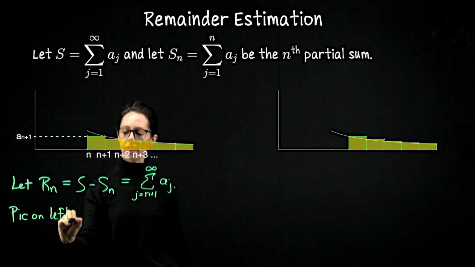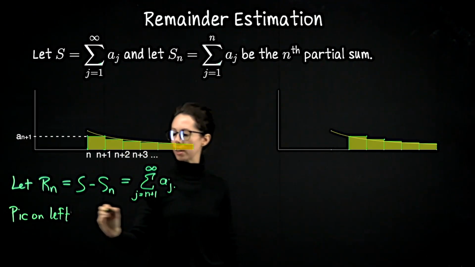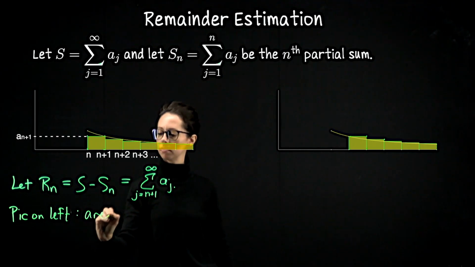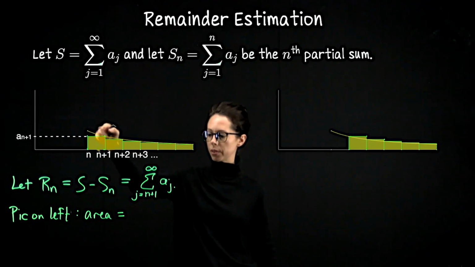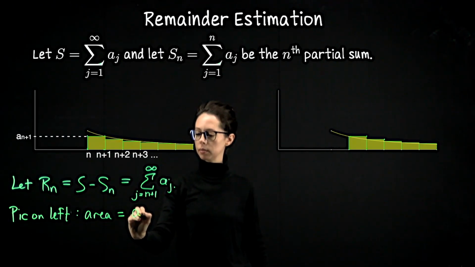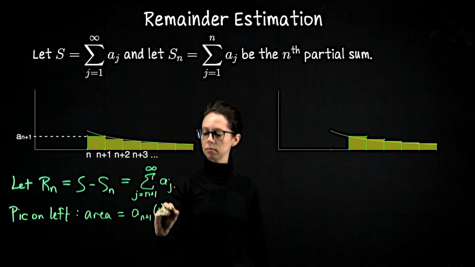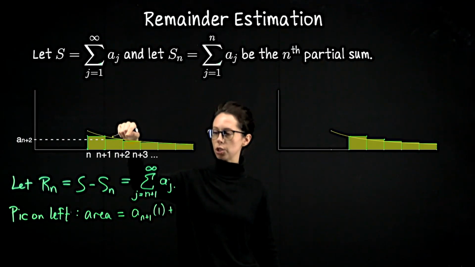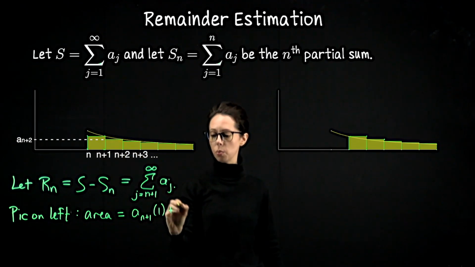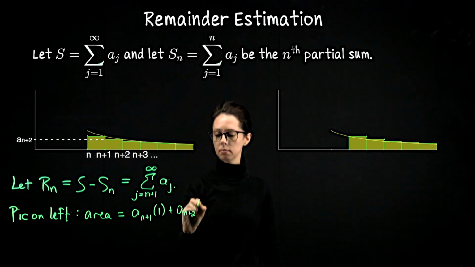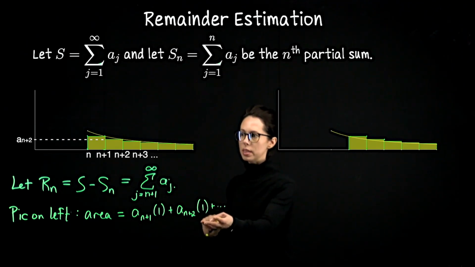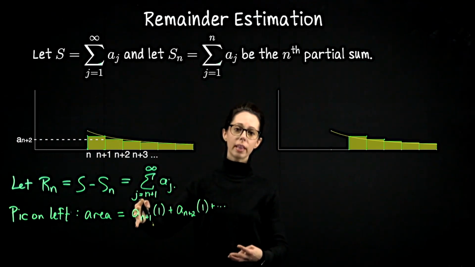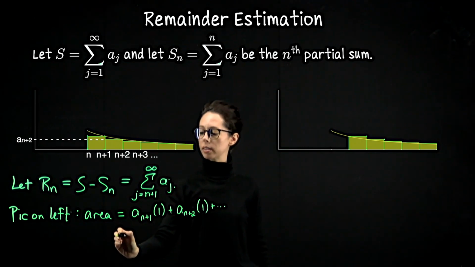The total area of the rectangles in this picture is the number a_{n+1} times the width 1. That gives me the first rectangle. And then a_{n+2} is the height for the second rectangle times its width, which is also 1. And continuing in this way, you see that the sum of these areas is equivalent to the remainder R_n.